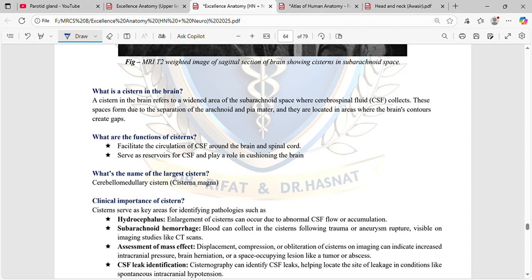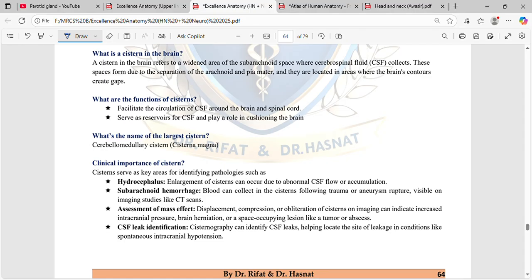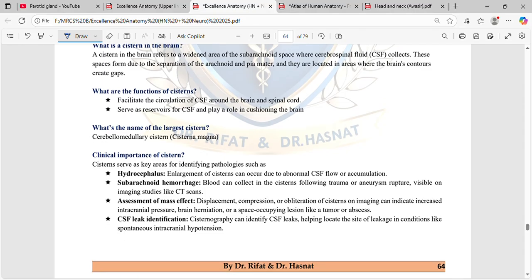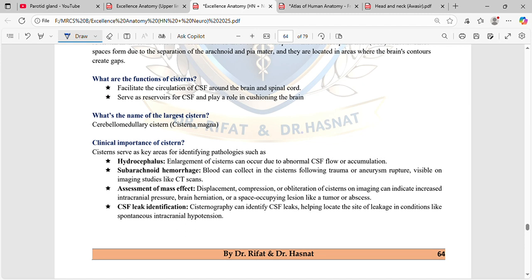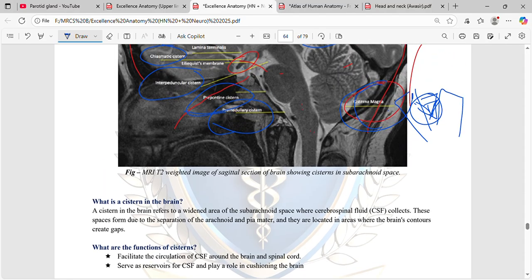So we go through these questions. What is the function of cistern? Facilitate the circulation of CSF around the brain and spinal cord, serve as a reservoir for CSF, and play a role in cushioning the brain. Since we know that where there is a gap, there is a cistern, it will cushion it. Otherwise, there will be herniation, or movement of the parenchyma of the brain. What is the name of the largest cistern? Cerebellomedullary cistern, cisterna magna. So this is the largest cistern.